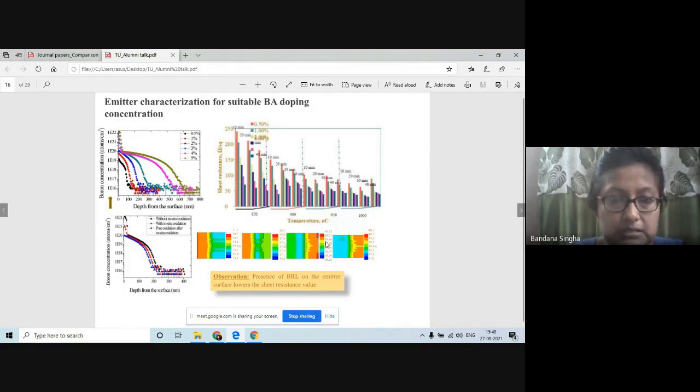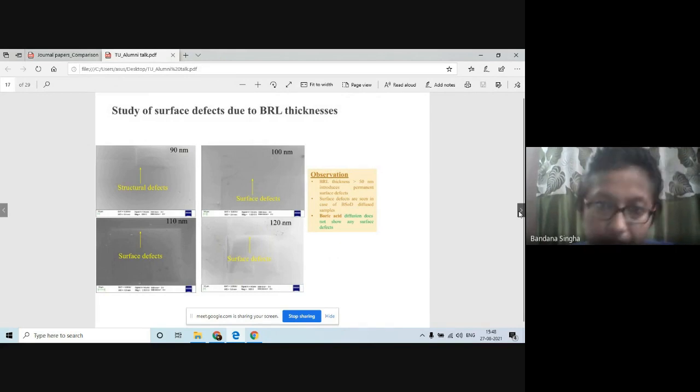And if we analyze the sheet resistance values of the dopant sources, we see that when the boron rich layer is present on the emitter surface, it actually lowers the sheet resistance. And when the boron rich layer is removed, the sheet resistance value gradually increases. Another important phenomenon is seen in the case of very high thicknesses of boron rich layer present on the emitter surface. When the thickness is higher than 50 nanometer, some kind of surface defects are seen on the emitter surface.